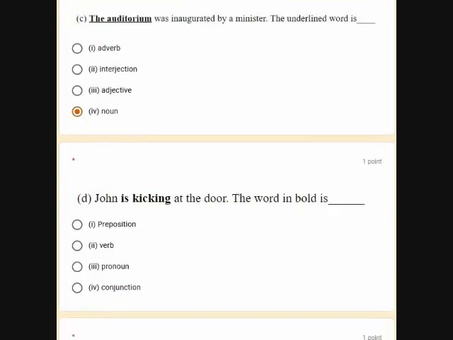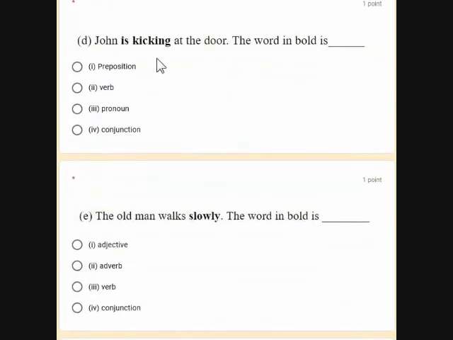Number D. John is kicking at the door. The word in bold is. Here, is kicking is a verb. That is option number 2. Now, why is it a verb? Because here, John is performing an action. And what is the action being performed by John? It is kicking.